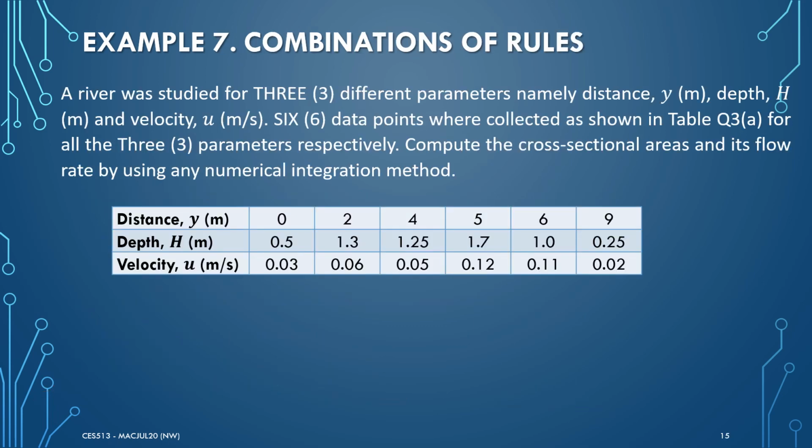For another example of combinations of rules, example 7, a river was studied for 3 different parameters, namely distance y, depth h, and velocity u. So 6 data points were collected as shown in the table for all 3 parameters respectively. Compute the cross-sectional area and its flow rate using any numerical integration method. So now we're trying to use the combination of rules to solve this problem.